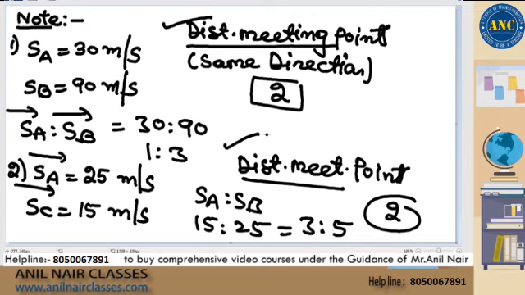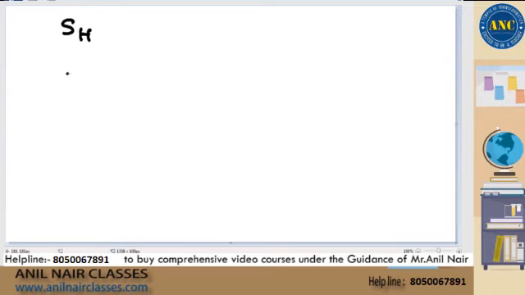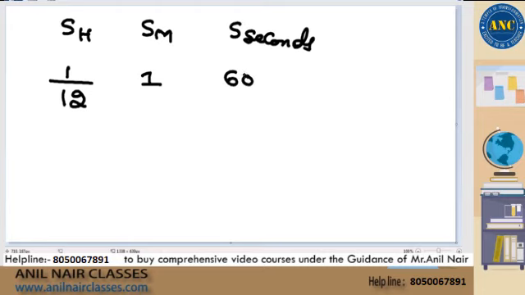I will take only a few questions in circular tracks because a clock is an example of a circular track. Now, Abhijit, you asked a very good question. What if it is between minutes hand and seconds hand? Listen carefully. Speed of hour hand, 5 by 60, which is 1 by 12. Speed of minute hand, it is 1. 1 minute is nothing but 60 seconds. So it is nothing but 60.